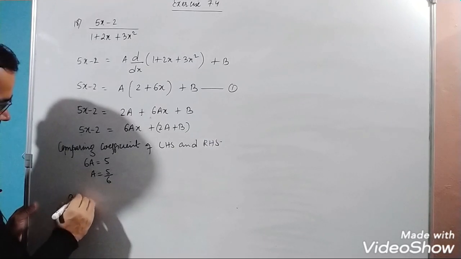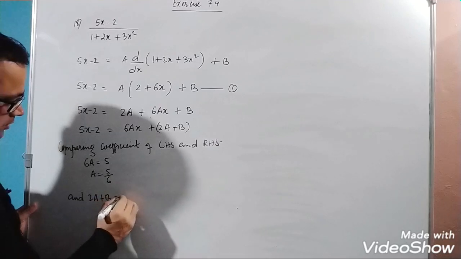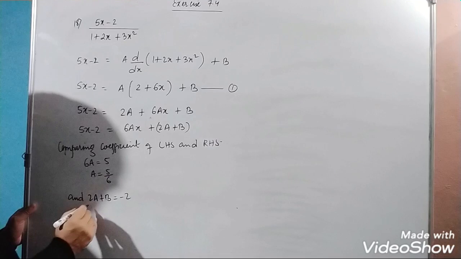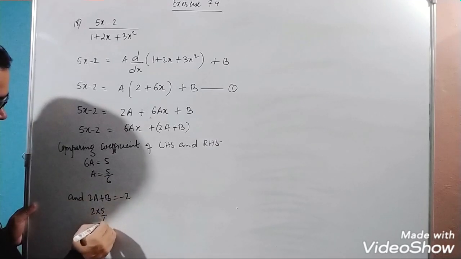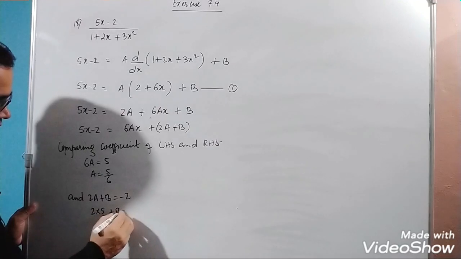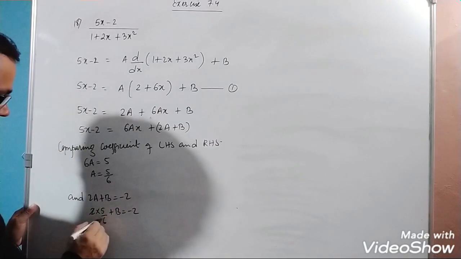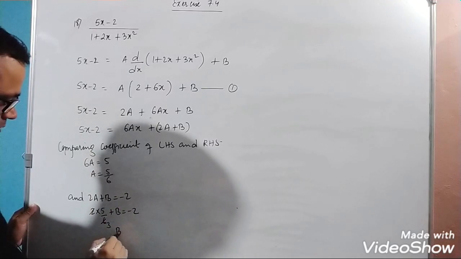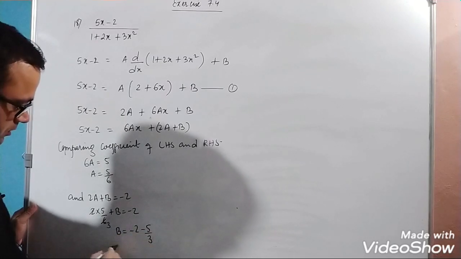And 2a plus b equals minus 2, because in the left hand side there is minus 2. So 2 into a, which is 5 by 6, plus b equals minus 2. So b equals minus 2 minus 5 by 3.